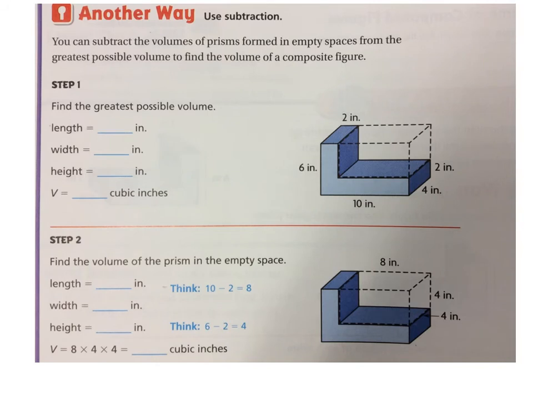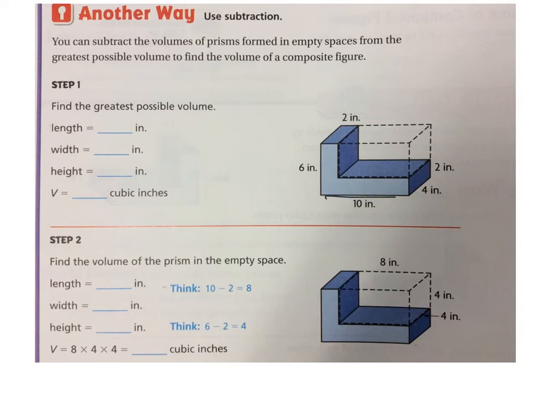Another way is if you don't want to add two different things together, you can use subtraction. You can subtract the volumes of the prisms formed in empty spaces from the greatest possible volume of a composite figure. So can you imagine here, instead of being two rectangular prisms put together, could this be one big rectangular prism with a hole cut out of it, with a chunk cut out of it? So what is the greatest possible volume this rectangular prism could have?